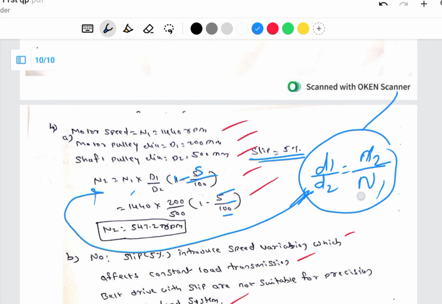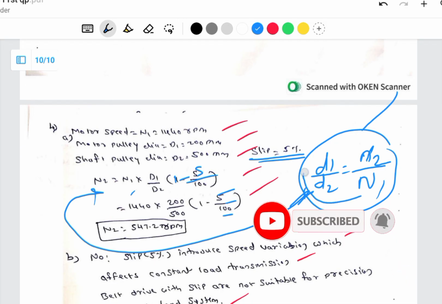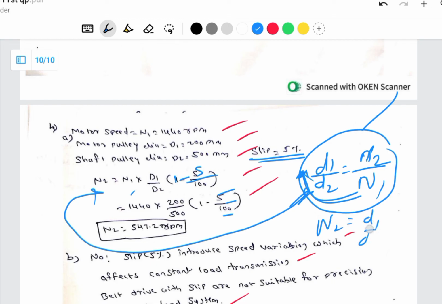Here n1 will be multiplied on this side, so n2 is equal to d1 by d2 into n1, and additionally you have to add the slip. I will discuss this same problem in the next video separately.